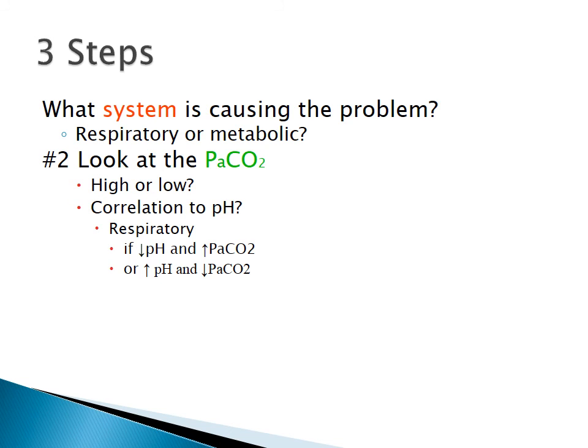Now we're going to decide in the second part of this what system is causing the problem. Is it respiratory or is it metabolic? And what we first do is we look at the PCO2. We're going to look at the CO2 and say, is it high or is it low? And how does it correlate to the pH? Now remember that rule: if the pH is down, the CO2 will be up. If the pH is up, the PCO2 will be down. So we're going to look to see if there's any kind of correlation there.